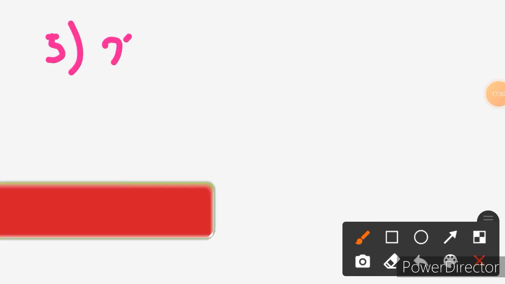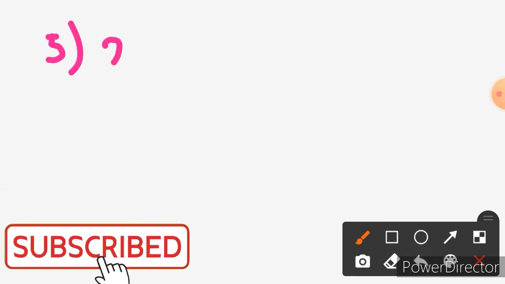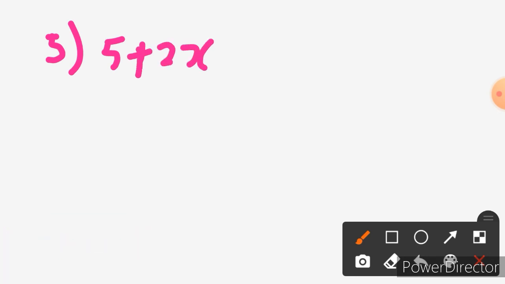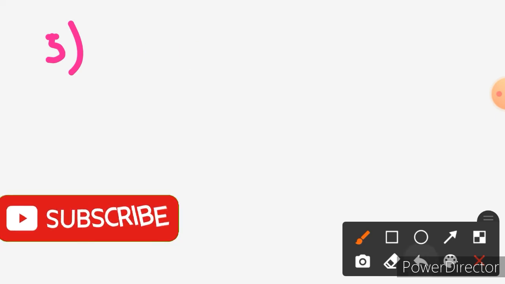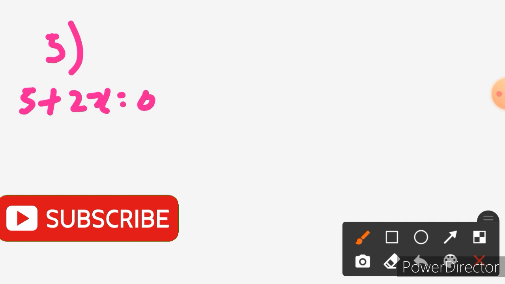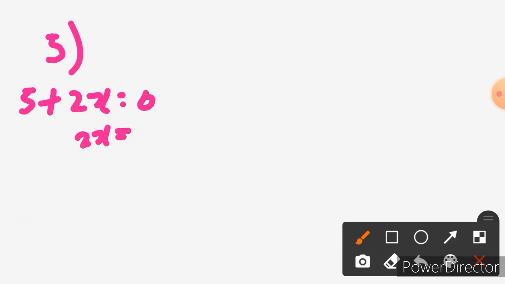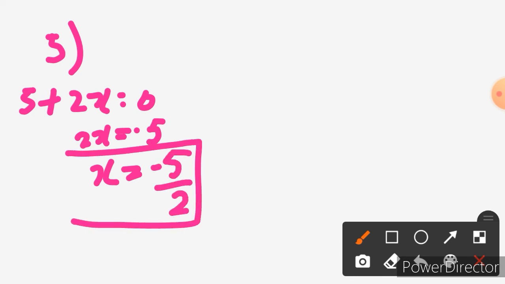For x, sorry, it is 5 plus 2x. Let me just find out the zero of this polynomial. 5 plus 2x is equal to 0, then 2x is equal to minus 5, then x is equal to minus 5 by 2. So minus 5 by 2 is the zero of this polynomial 5 plus 2x.